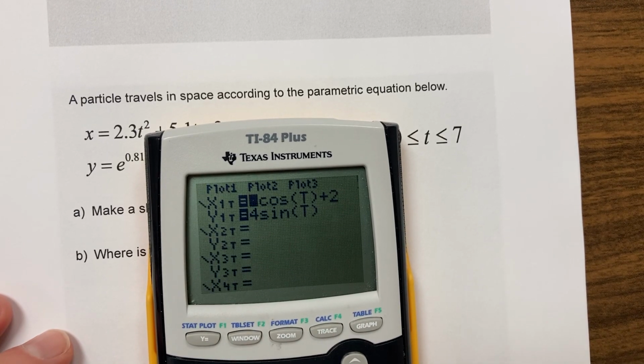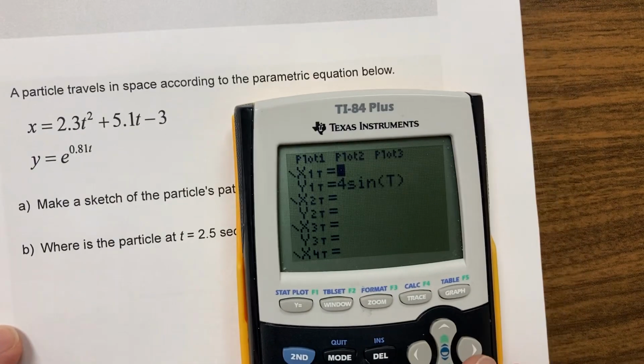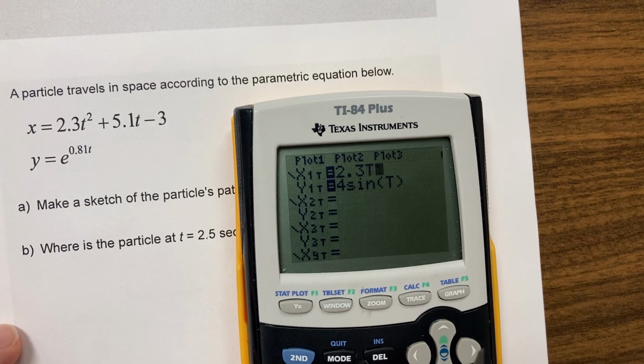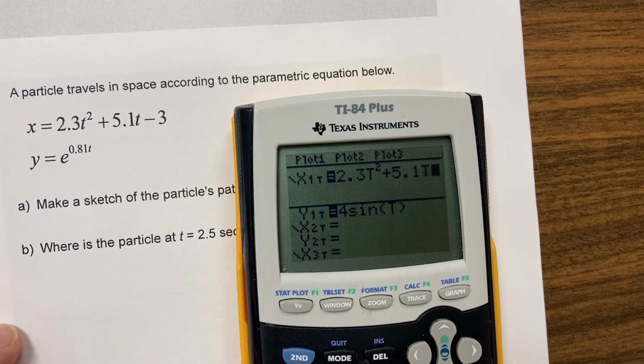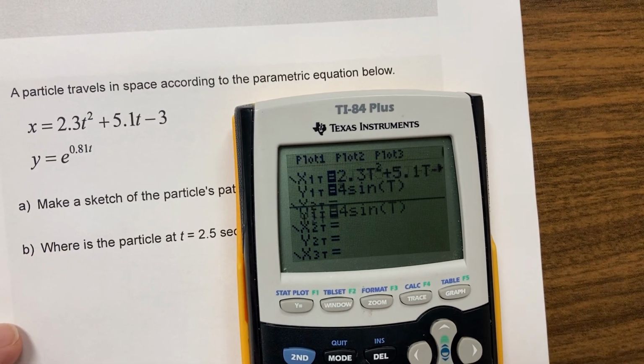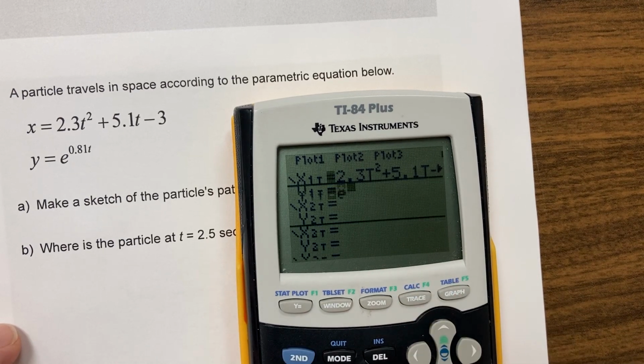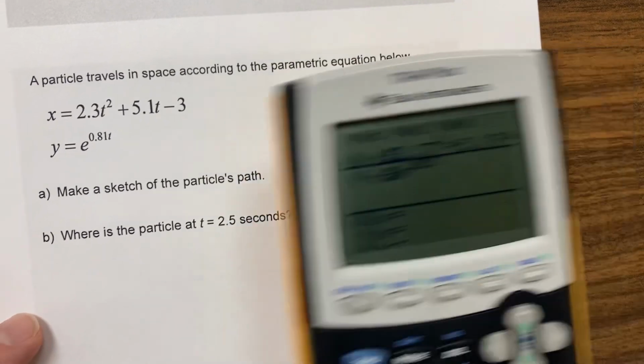So I'll go up here, clear that out. We've got 2.3t squared plus 5.1t minus 3. And then for the other one, it's e to the 0.81t. All right, so those are ready to go.